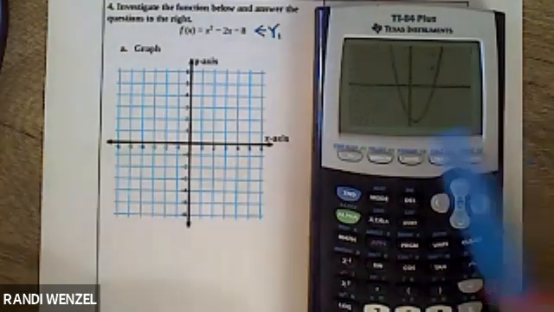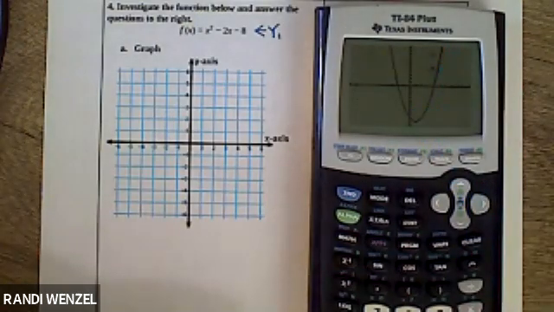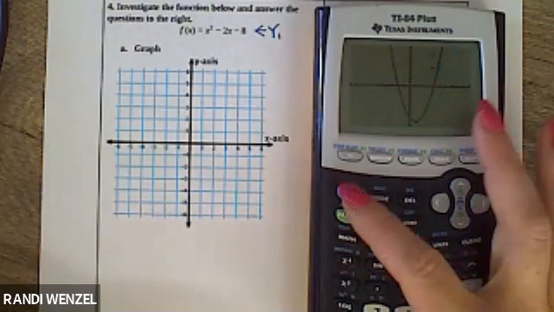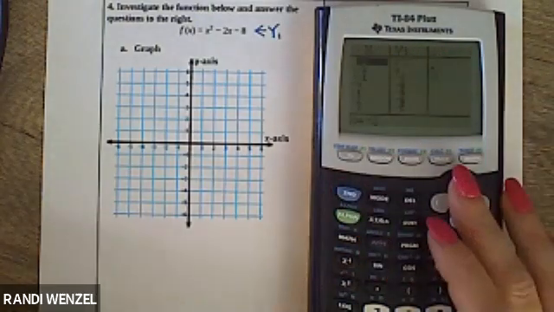So we can see that the parabola has some on the negative, on the positive. We want to make sure we get enough points so we can see a good picture. So we need to look at the table. We hit second graph to see the table. And then we can start plotting points.